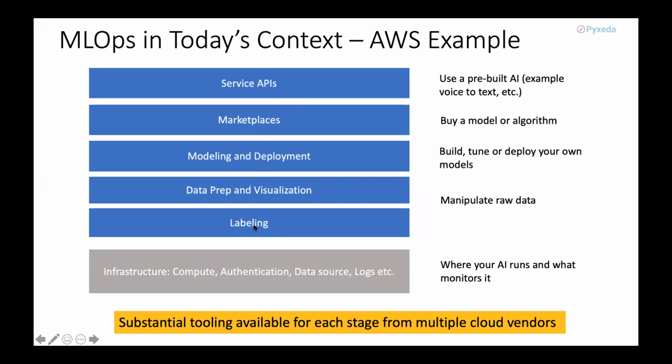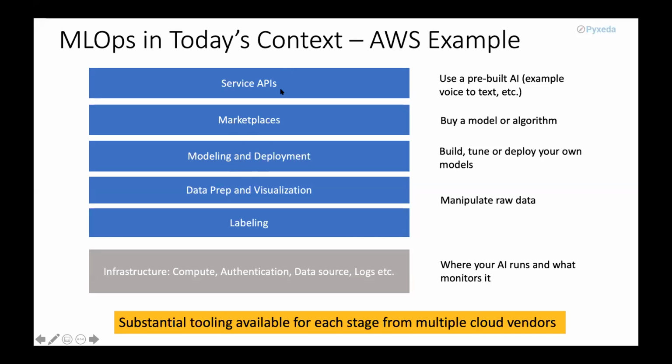Labeling is something that may or may not be part of your life cycle, depending on your environment. If labeling is part of the life cycle, then labeling tools are something you need to fit into it. Data prep and visualization, usually at least the data prep part becomes important. The visualization part depends on your use case. Modeling and deployment, this is always a critical part of any ML lifecycle. So no matter what else you've got, you've probably got this.